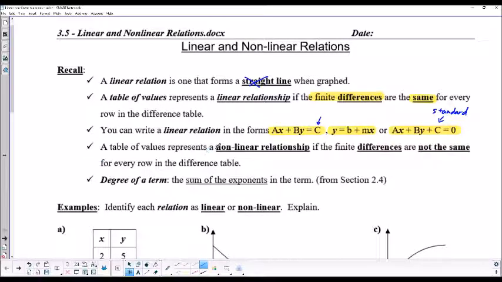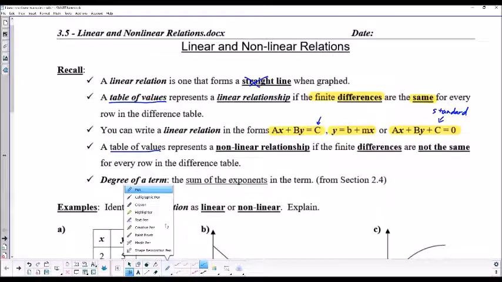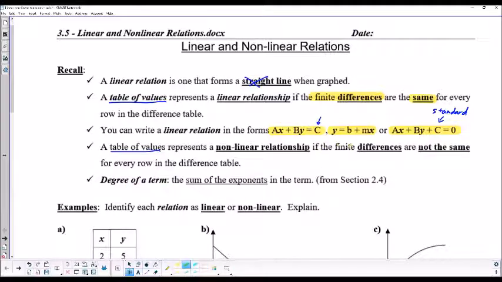Table of values represents a non-linear relationship. So here's the difference between the table of values representing a linear relation up here. If the finite differences are not the same, okay, so that's just something to pay attention to. Finite differences are not the same for a non-linear relationship. And the degree of the term is the sum of exponents in the term. So we've looked at this briefly in section 2.4. We'll take another glance at it again today as well.